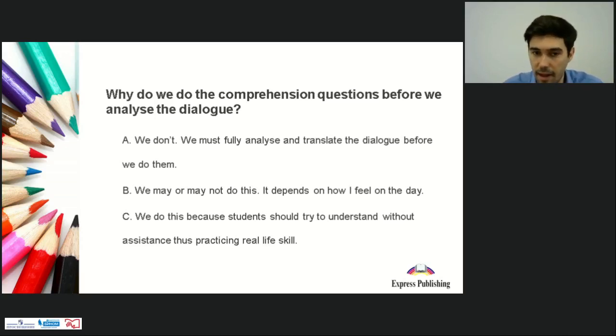A, we don't. We must fully analyze and translate the dialogue before we do them. Now, this is something that a lot of teachers often tend to do. They always translate dialogues for their students in their L1. As we know, it's not a very effective tool, as I'm sure we're all aware that it's not always possible to directly translate from English into our L1 language.